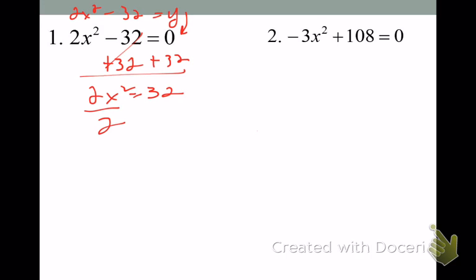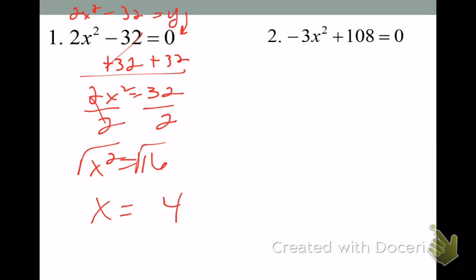And then we divide by 2. Then we square root both sides. The square root of 16 is 4, but we know that it could be positive or negative 4, because we could possibly have two solutions. The square root of 16 has to be a number that when it's multiplied by itself will give you 16. Positive 4 times positive 4 is 16. Negative 4 times negative 4 is 16. So it's got to be plus or minus.